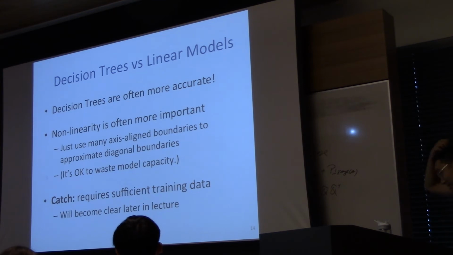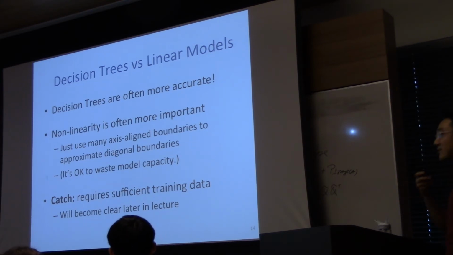Just to summarize decision trees versus linear models. Decision trees are often more accurate, right? Most data sets are not linearly separable. The non-linearity aspect of decision trees is often more important than the fact that you're wasting many axis-aligned queries to get to some nonlinear part of the data. So in some sense, it's okay to waste model capacity, so long as you have enough training data so that the tree you train is reliable.